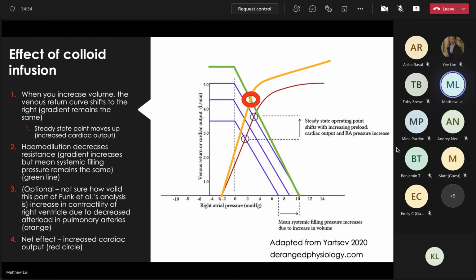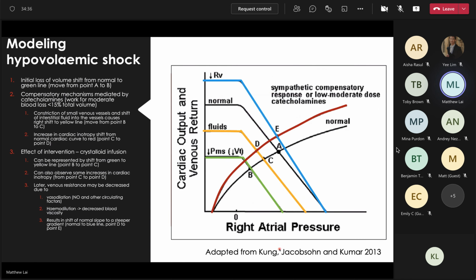So on to modeling shock. All these diagrams come from this paper here, which is also in the slides. So I've only done this for one system, hypovolemic shock, but if you want to see how it works for all the other kinds of shock, I definitely recommend giving this paper a read, because they modeled it fairly well. So what happens in hypovolemic shock? We're losing blood. So we get a loss of volume. So we're starting here at normal. We lose blood, so we move down to this green curve here.